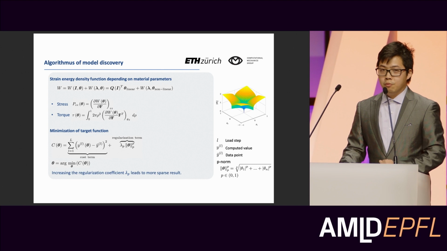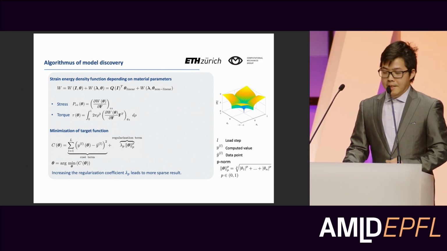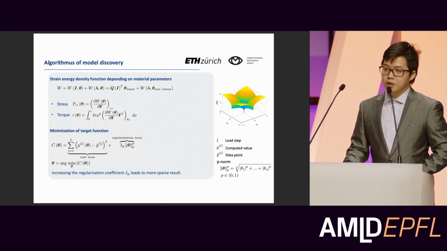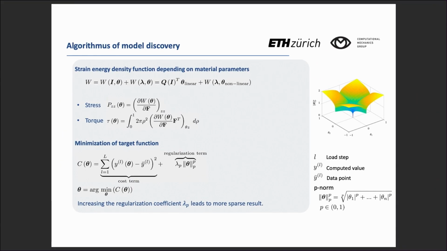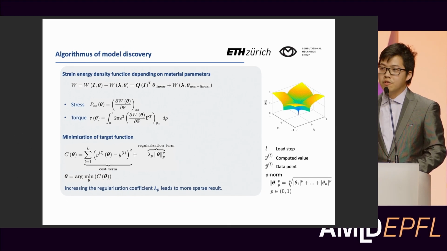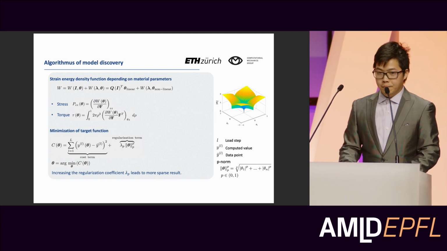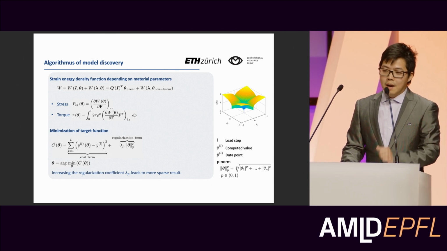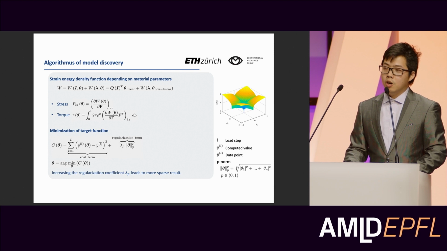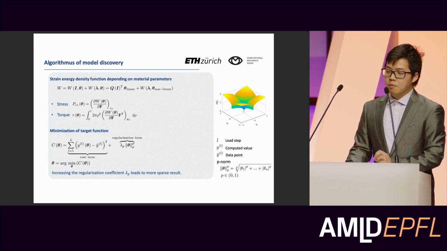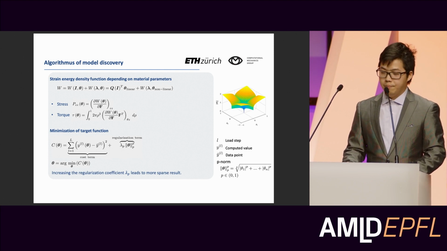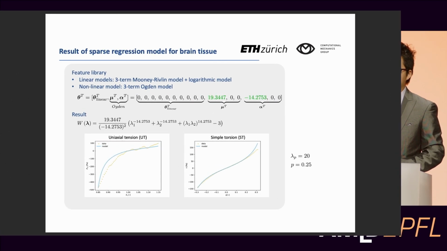The core idea of this sparse regression algorithm is to minimize our target function by searching for the minimal point of our material parameters. So we need to reformulate quantities like the strain energy density function, the stress, and the torque in terms of the material parameters. The target function is composed of the sum of squared differences between the data we computed and the data sampled from the experiment, plus a last, very important regularization term. This regularization term ensures the sparsity of our model discovery. As we raise the regularization coefficient lambda p, we get a sparser result. We can also impose physical constraints on the model so that we have a physically admissible model. The most important step is to validate this model on a specimen.